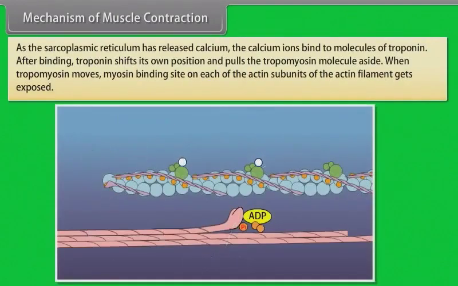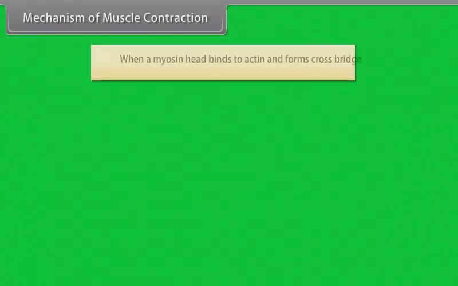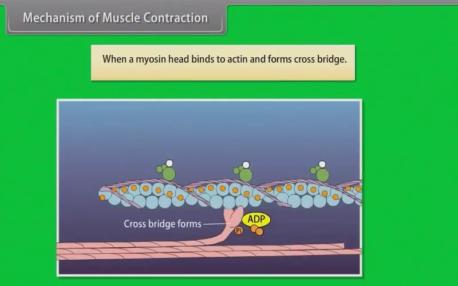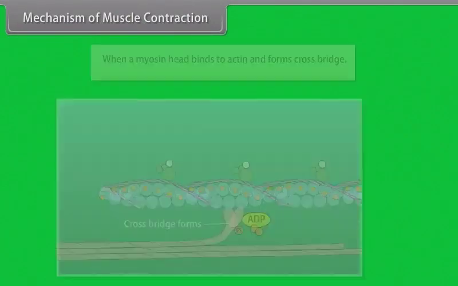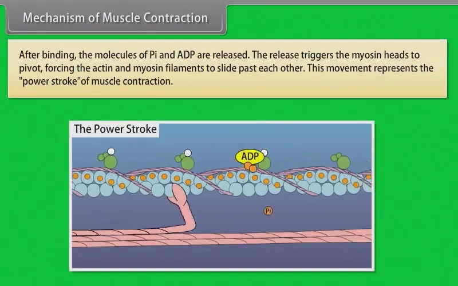As the sarcoplasmic reticulum has released calcium, the calcium ions bind to the molecules of troponin. After binding, troponin shifts its own position and pulls the tropomyosin molecule aside. When tropomyosin moves, myosin binding site on each of the actin subunits of the actin filament gets exposed. A myosin head binds to actin and forms cross bridge. After binding, the molecules of Pi and ADP are released.